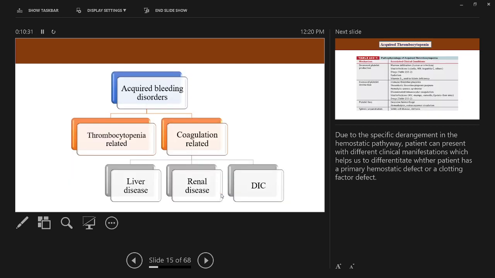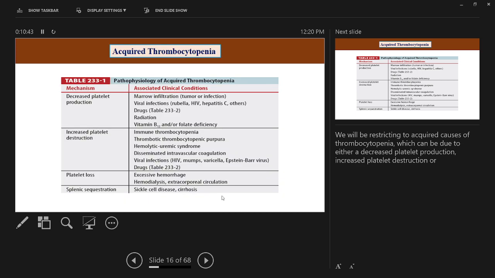So these are the broad categories that we will be discussing today. Acquired bleeding disorders, which can be thrombocytopenia related or coagulation related. Coagulation related could be because of liver disease, renal disease, or DIC. So we'll take one thing at a time. The first thing is acquired thrombocytopenia.